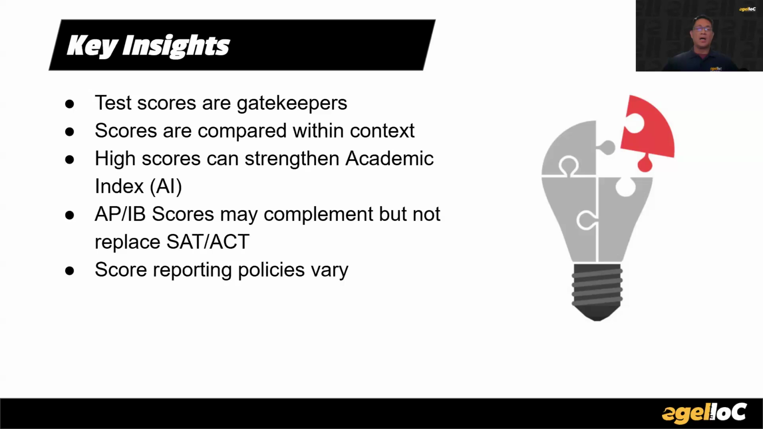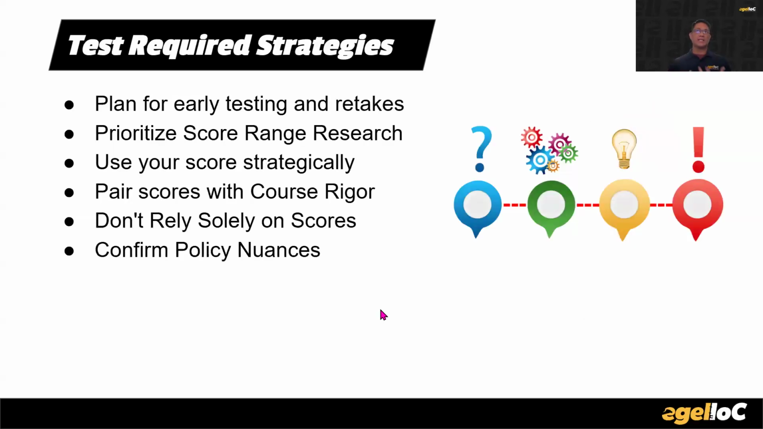And lastly, score reporting policies vary. So really, again, it's across the board with all these schools. Some schools practice superscoring, which means combining the best scores from different dates, while others don't. Some require official score reports by a certain deadline. Others accept self-reporting of those scores first, right? So there's a lot of variability in here, but these are kind of the key insights with respect to test required. So if we're taking a look at test required strategies, a couple of things you should consider.